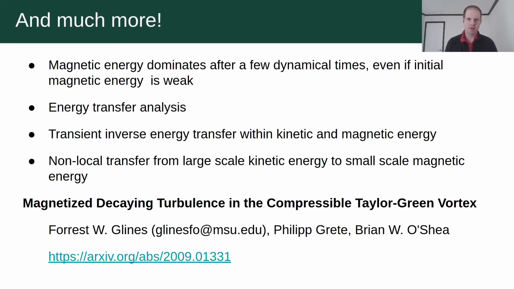significant non-local energy transfer from large-scale kinetic energy to small-scale magnetic energy. This non-local energy transfer was especially apparent when the initial magnetic field was weak, and so this transfer might explain the k to the minus 4/3 spectral indices.